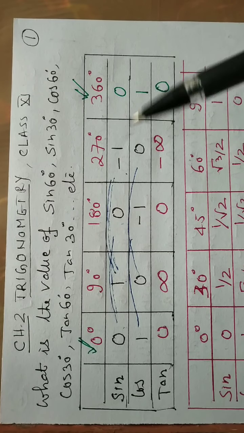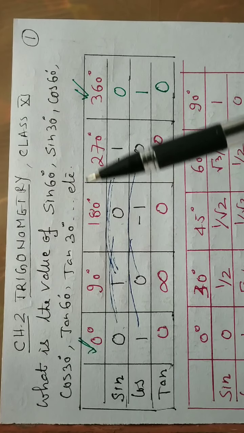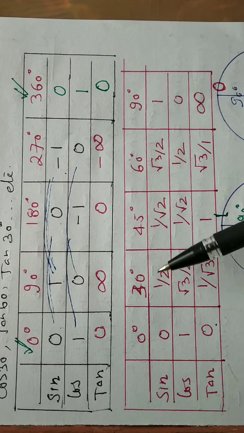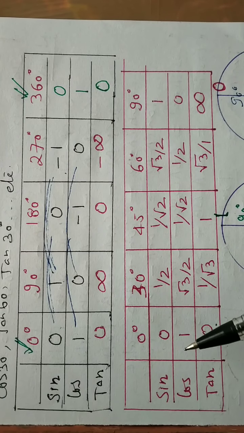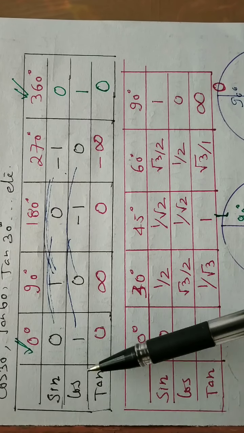What is the value of sin 60, sin 30, cos 60, cos 30, tan 60, tan 30, etc.? All are known to you. This table, you already know from 10th class. Now this is the extended table.